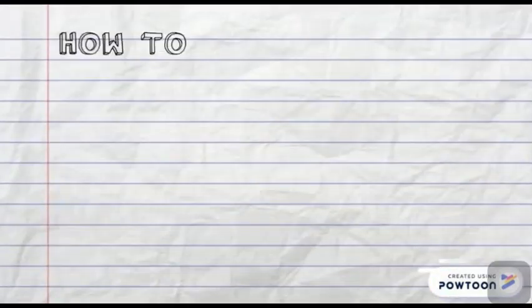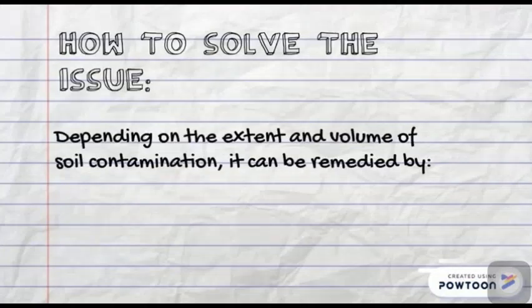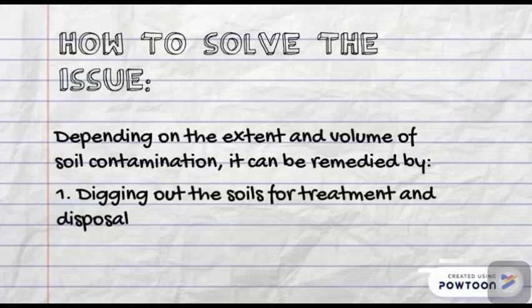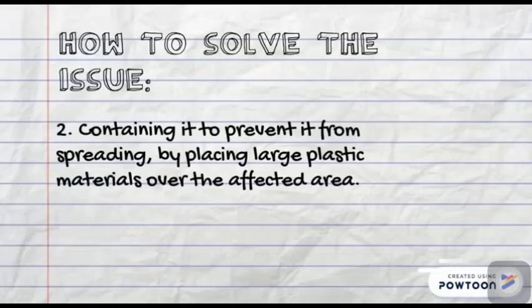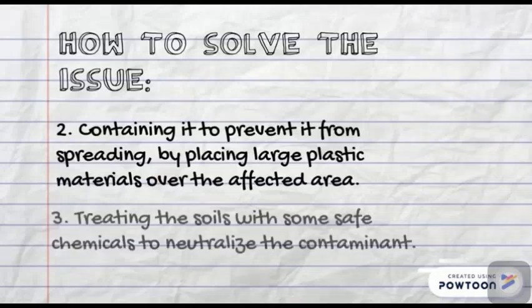How to solve the issue? Depending on the extent and volume of soil contamination, it can be remedied by 1. Digging out the soil for treatment and disposal. 2. Containing it to prevent it from spreading by placing large plastic material over the affected area. 3. Treating the soil with some safe chemical to neutralize the contaminant.